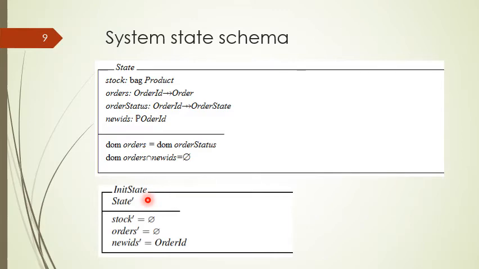Similarly, we can define the initial values of system state variables. Stock is a bag, so the initial value would be empty, and similarly the initial value of state variable orders is again empty, and for new IDs, we have defined basic type order ID. So new IDs would come from the set order ID.